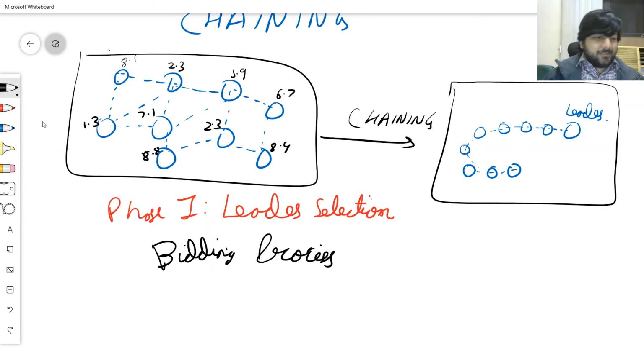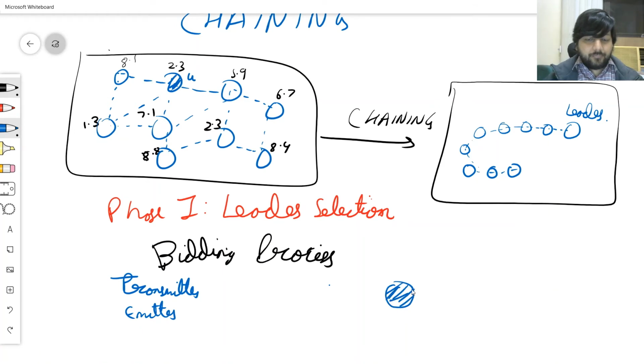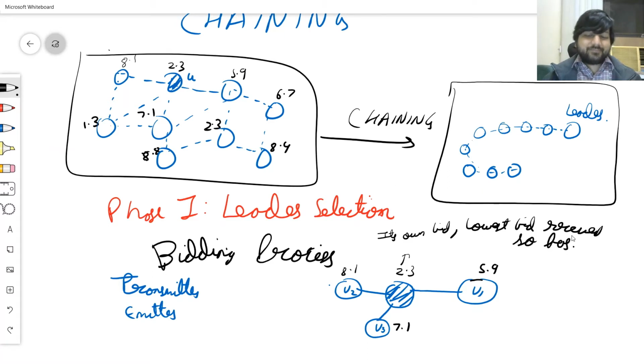So every robot generates its own bid value. Again, there is a transmitter and an emitter. Let's do it for one robot over here. Let's call it robot U, and these are V1, V2, and V3. So what every robot does is it transmits two things. One is its own bid, and the second is the lowest bid received so far from the neighbors.